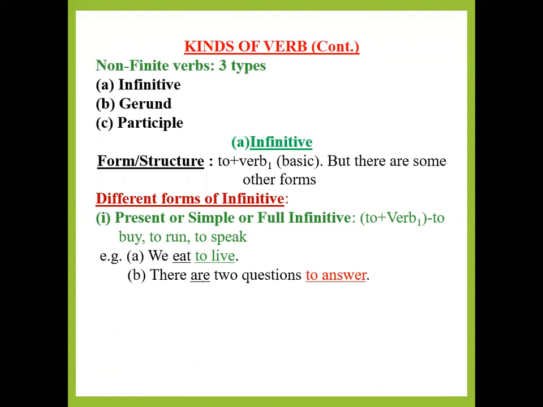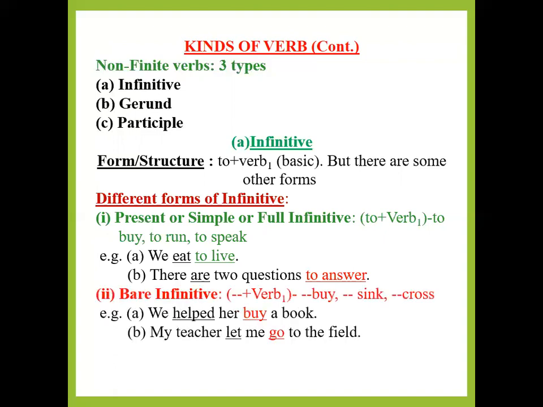Example sentences are A. We eat to live. In this sentence, eat is the principal verb, that is the finite verb, and to live is a non-finite verb, here infinitive. B. There are two questions to answer. Here, are is used as the principal verb, that is finite verb, and to answer is an infinitive.